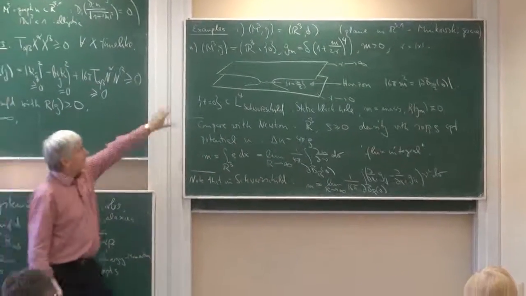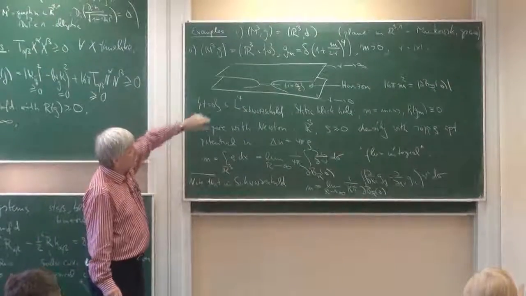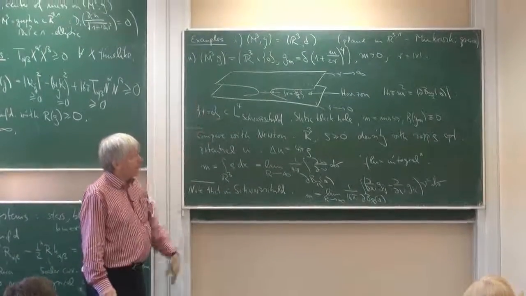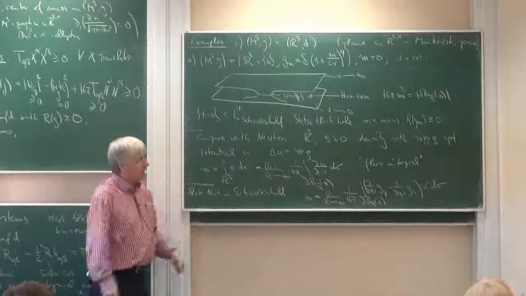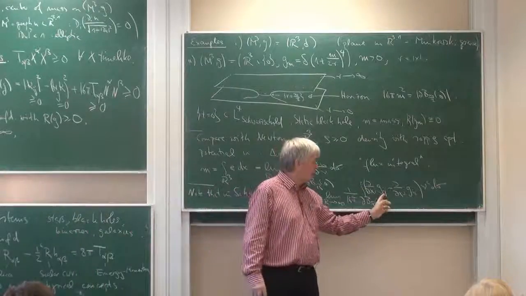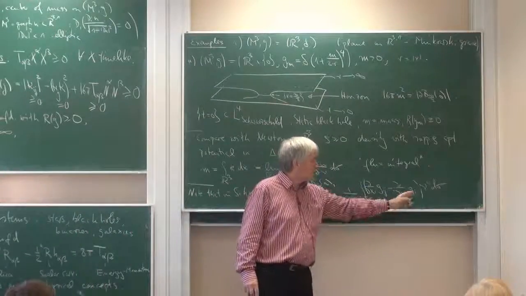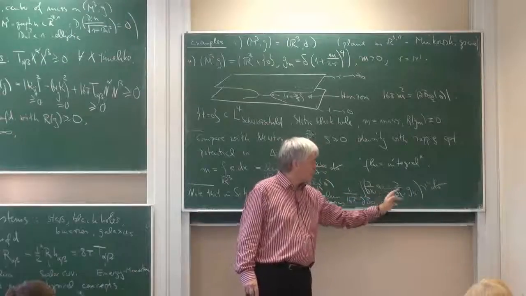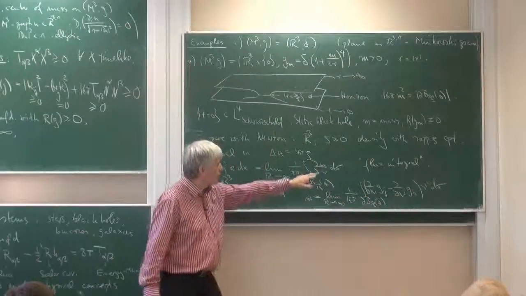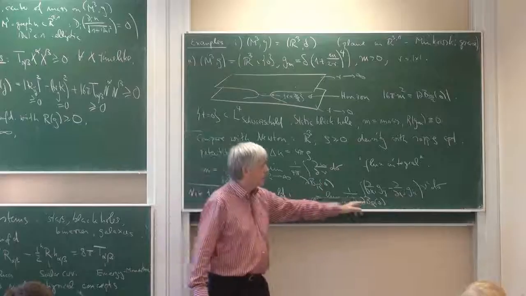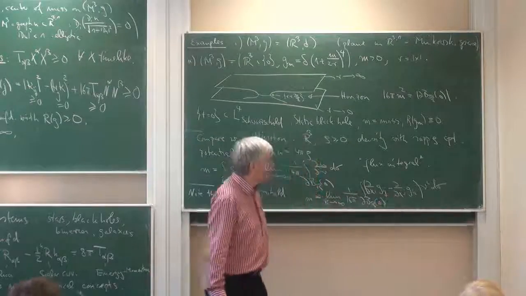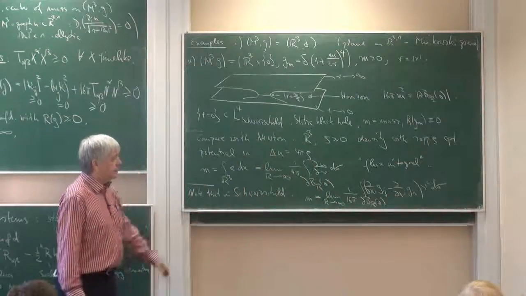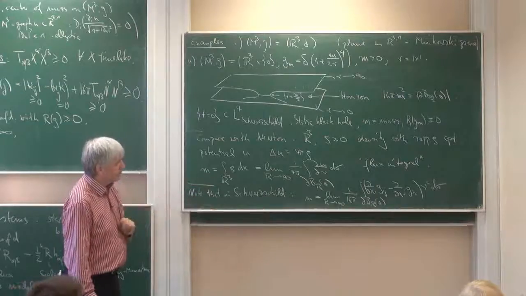So the mass in this Schwarzschild example, this parameter m, can also be recovered from a flux integral of first derivatives of the metric. So think of the metric as a substitute for the potential u, and it's a normal derivative. And so that's the right analogy. Okay?